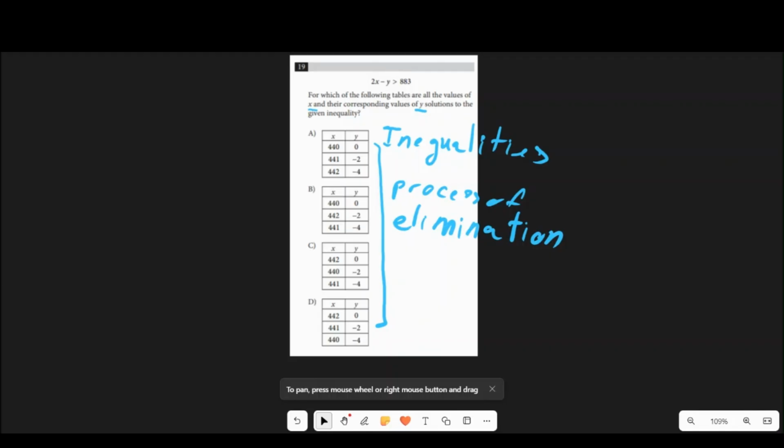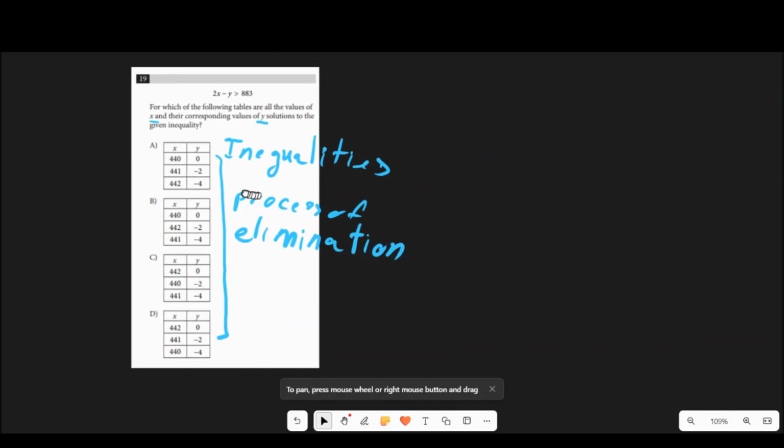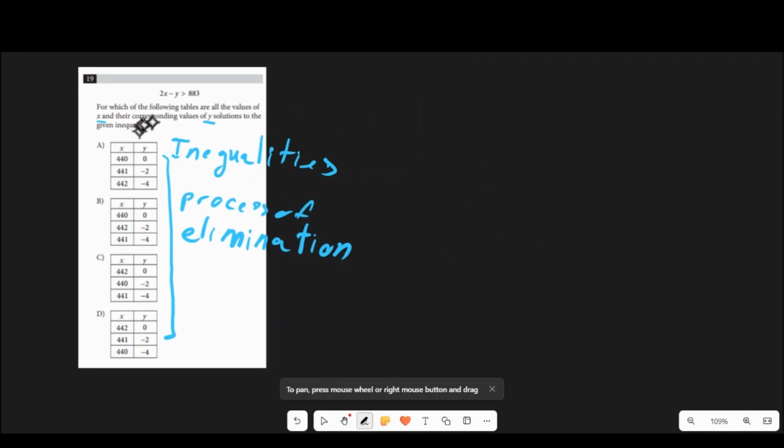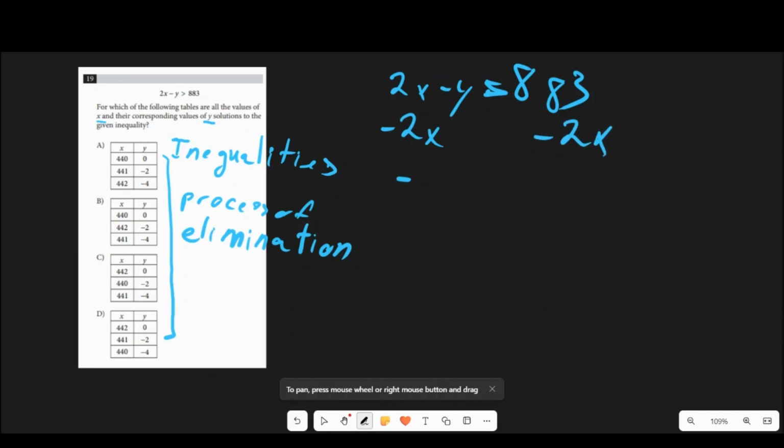So let's begin. To effectively do process of elimination, I'm going to first solve for y, and then once solving for y, we're going to plug in and see what our equation evaluates to. Okay, so we have 2x minus y is greater than 883. So then we're going to subtract 2x from both sides. Then minus y is greater than 883 minus 2x. We're going to divide by the negative 1, so this cancels.